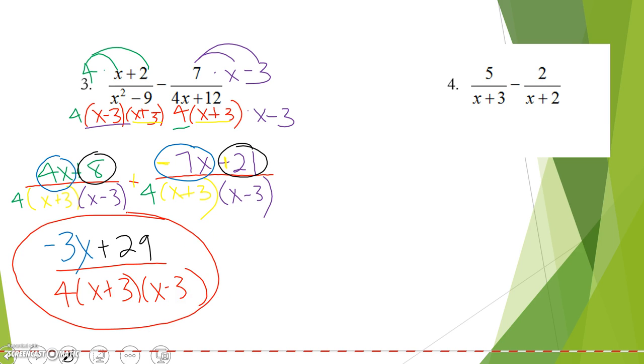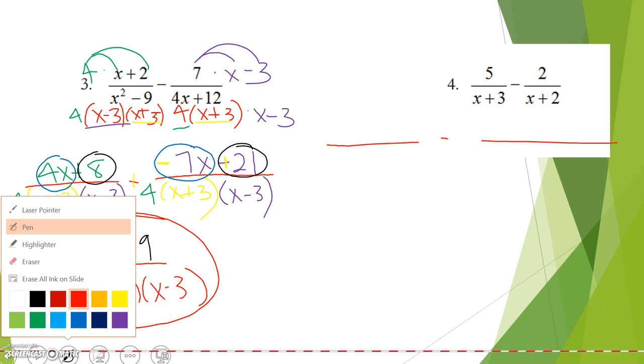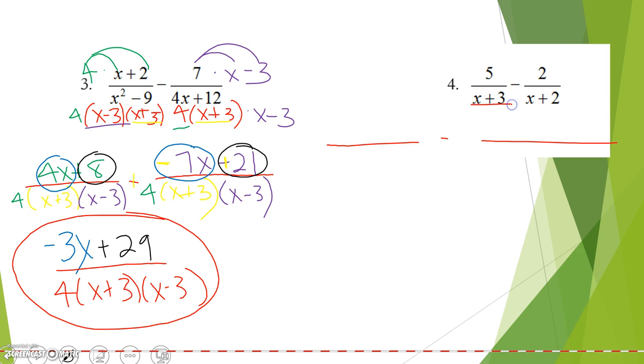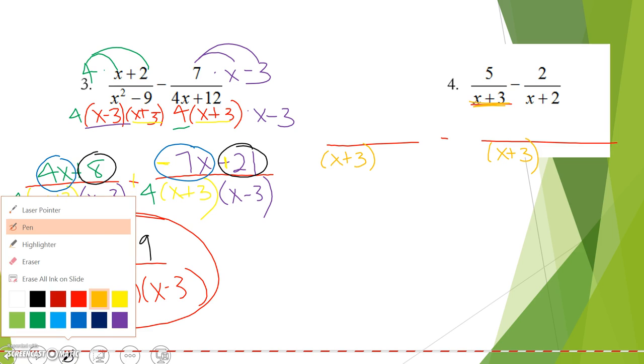All right, the next one. When it is like this, when you have two different binomials, the easiest way to do that is to bring both of them down as part of your common denominator. So I'm going to bring down x plus 3, and I'm going to bring down x plus 2.